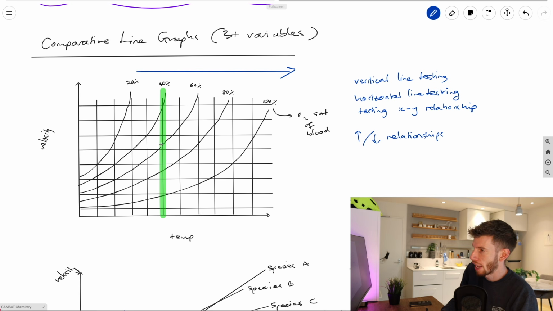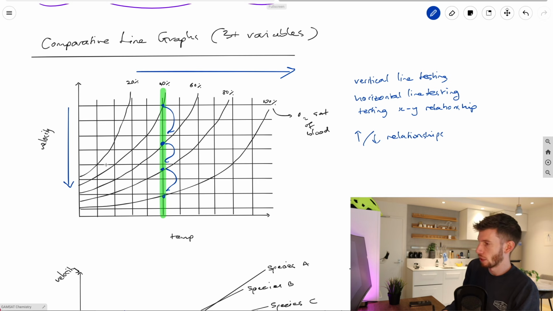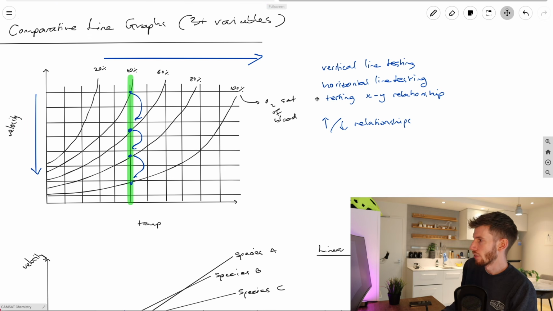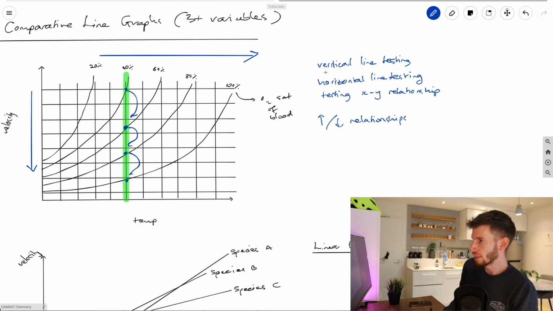So I have to basically bounce from here to here, here to here, and here to here. So as I increase oxygen saturation, velocity, I'm on this axis here, goes down. So there's a negative relationship between them, which we proved before anyway. There was a negative relationship, velocity to oxygen sat. So reversing it would have the exact same effect as well. Cool. And so this is what I refer to when I talk about vertical line testing, horizontal line testing, and so on.